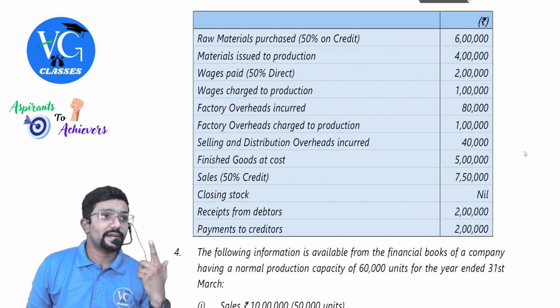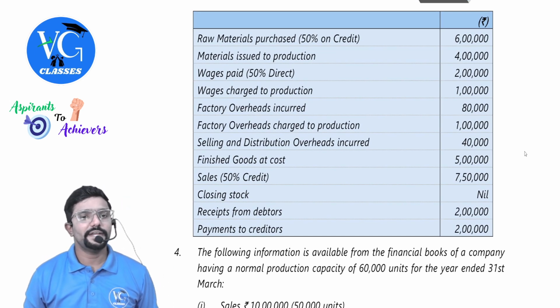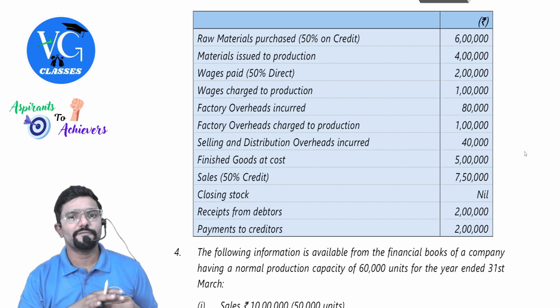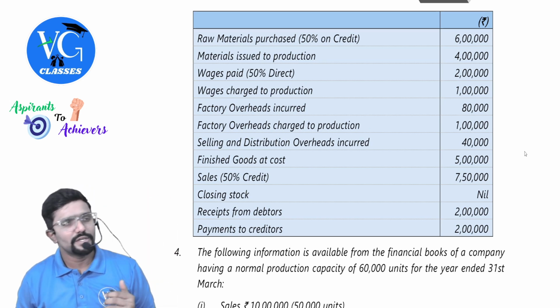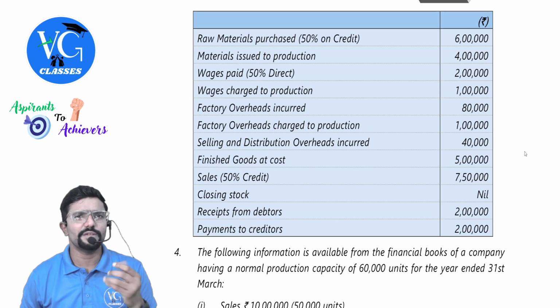Sure. We are under integrated. Raw material purchase, 50% is on credit, 6 lakh. Guys, come on. What is the entry? Stores ledger or material control. Whichever you want, you can use, but use one. Let me use stores ledger.